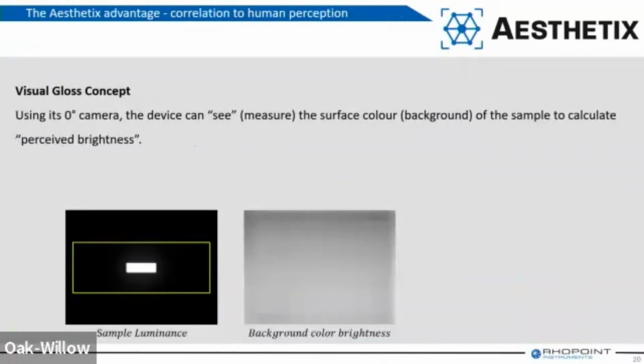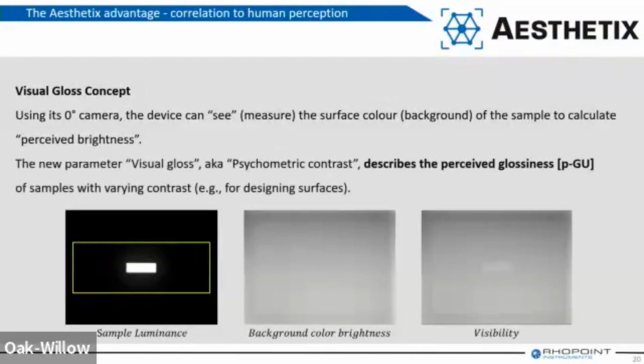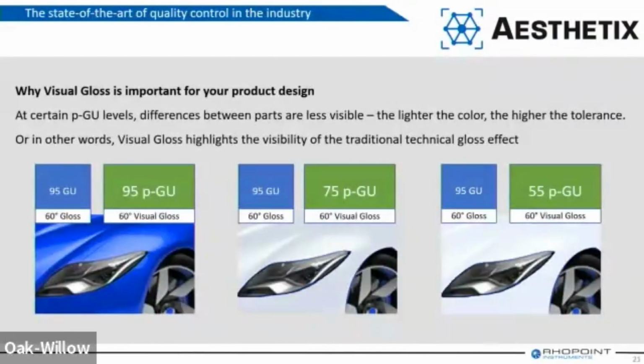And we do that by combining the information from both cameras. So we've got our gloss response, this is the specular highlight. I want to understand the background color. I just measure it with my 0 degree camera. And I get a combined value which gives us this perceived gloss value. So this is what we get out of that.